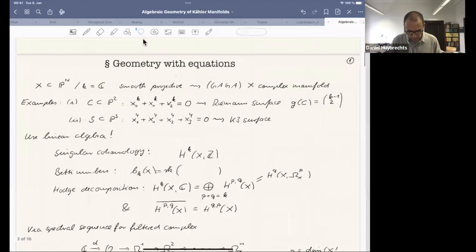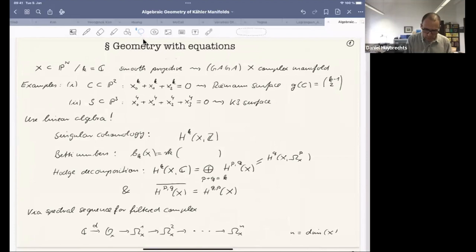So the first one is, I start out with something you know, namely the geometry of equations, the geometry with equations. So when you learn algebraic geometry, unless you do probably only an abstract scheme theory class, then you learn about algebraic varieties first. So these are varieties defined by algebraic equations. And here I'll be interested in algebraic varieties that are cut out by equations in projective space. And we work over the complex numbers, because we want to move from algebraic geometry towards complex geometry.